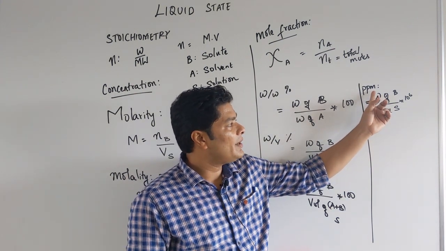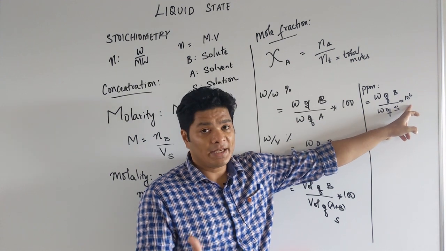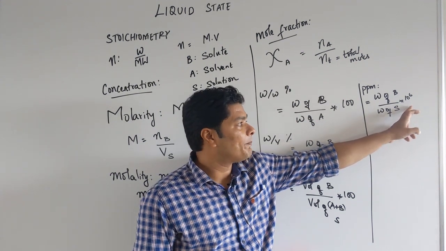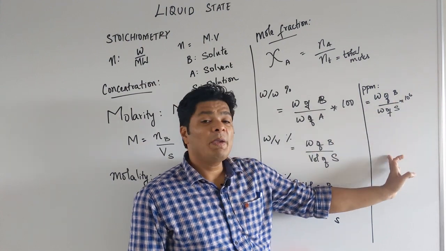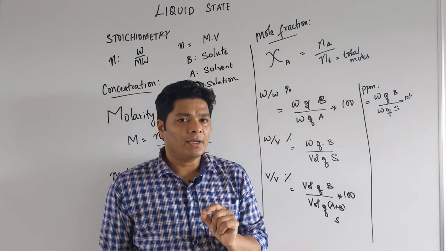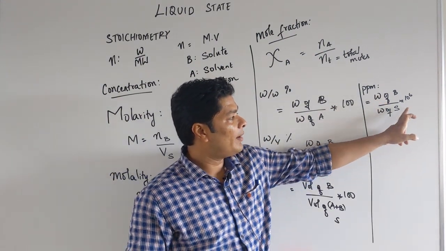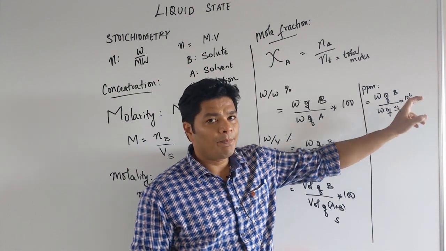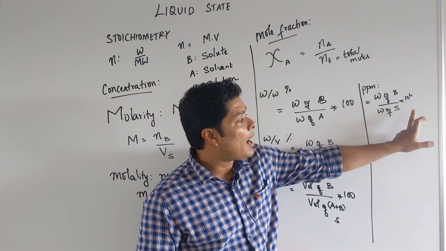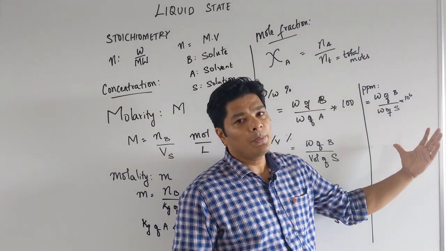If you do ppb, it will be weight of B over weight of S times 10 to the power 9, billion. One part in how many billion. Similarly, with ppt you have to be careful. Generally they won't give ppt just like that; it has to be two ways. One is parts per thousand, meaning weight of B over weight of S times 10 to the power 3, or parts per trillion. A million is 10 to the power 6, a billion is 10 to the power 9, a trillion is 10 to the power 12. So accordingly you change it.